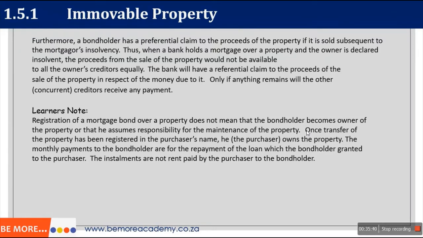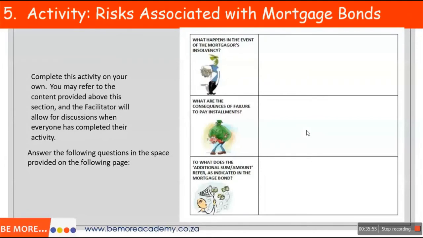Activity: risk associated with mortgage bonds. Complete this activity on your own. You may refer to the content provided above this section, and the facilitator will allow for discussions when everyone has completed the activity. Answer the following questions in the space provided on the following page. What happens in the event of the mortgagor being insolvent? What are the consequences of failure to pay installments? What does the additional sum amount refer to, as indicated in the mortgage bond? Are we going to try this?